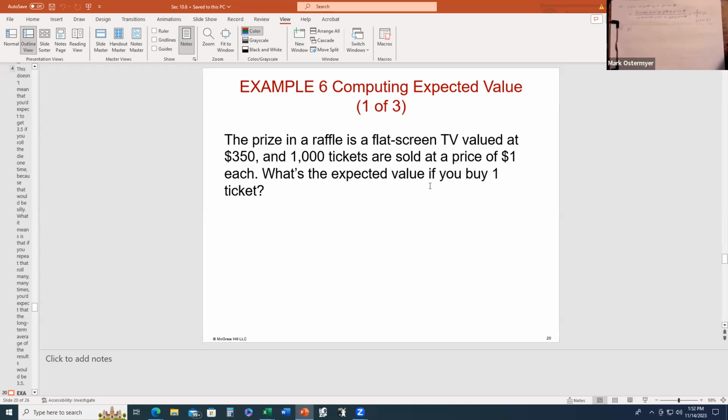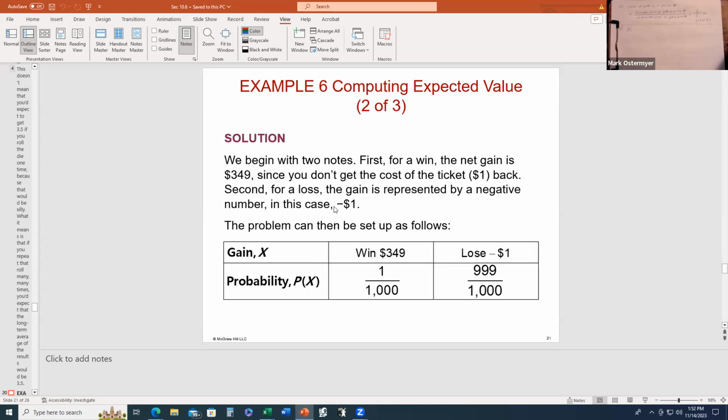What's the expected value, or the expected winnings, if you buy one ticket? Let's make a table. Suppose, ladies and gentlemen, we call X, the variable X, a random variable in probability, the gain that we experience. If we win, we have a net gain of $349 because we won a $350 TV, but we had to lay $1 out to play the game. That would be our net winnings. If we lose the game, we have a net winnings of -$1.